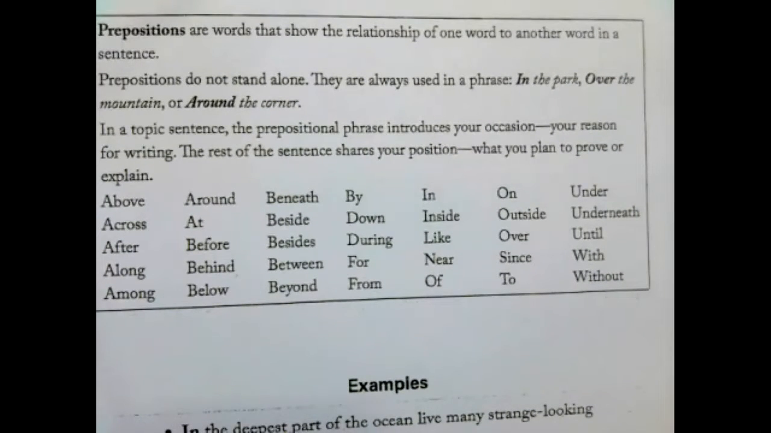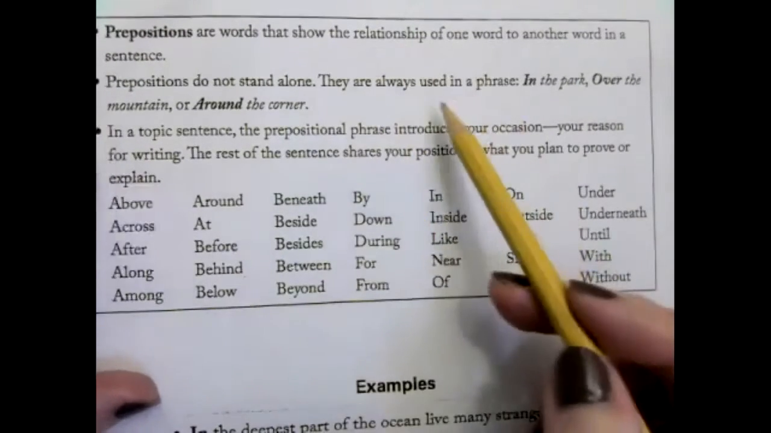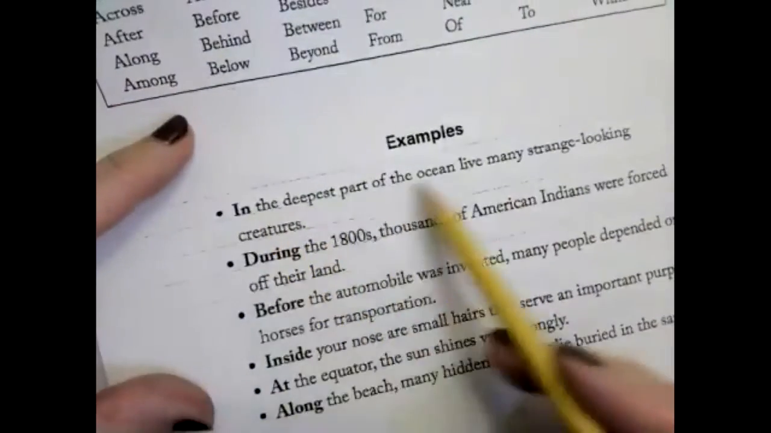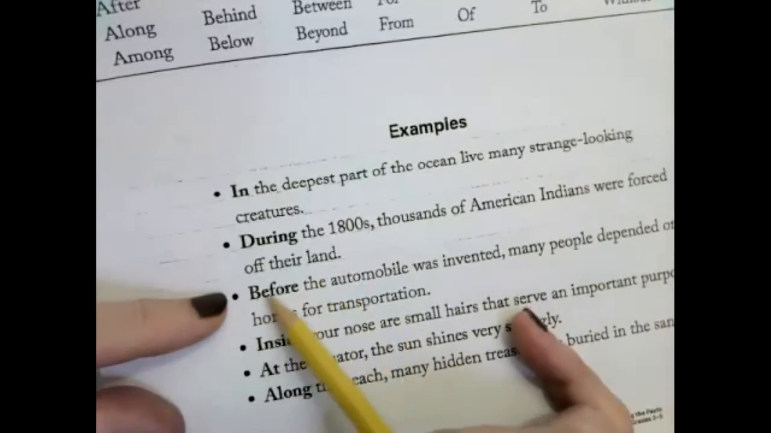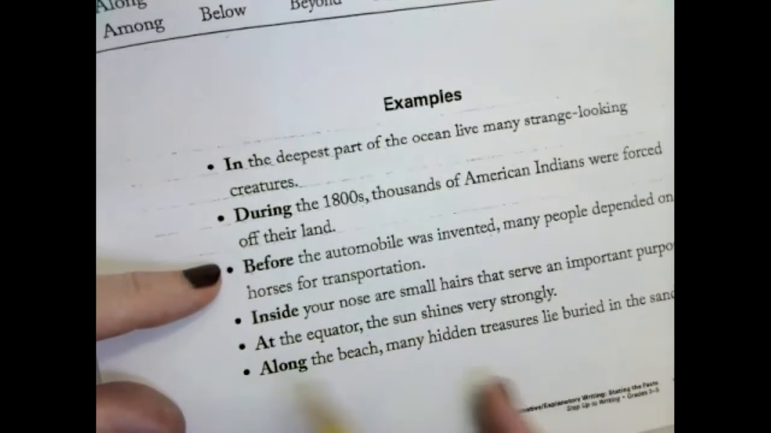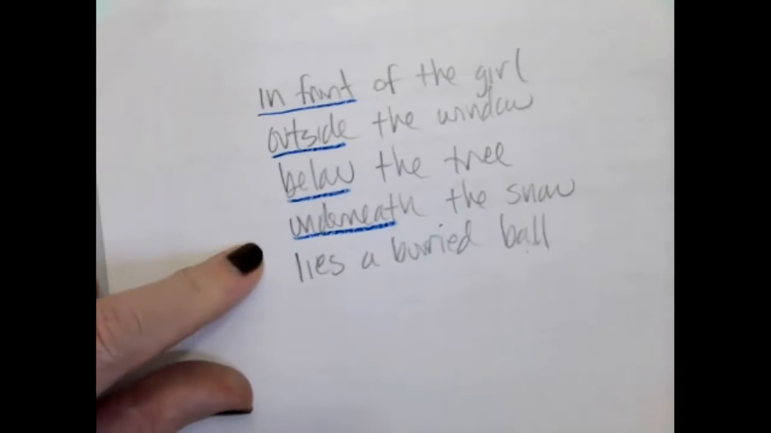All right. Now, the reason that that's important is that a prepositional phrase is what is going to begin the prepositional topic sentence. So if you look at these examples, you can see what I'm talking about. We've got in the deepest part of the ocean. That's a prepositional phrase. During the 1800s, before the automobile was invented, inside your nose, at the equator, along the beach. So every one of these starts with a prepositional phrase, which is why doing a prepositional poem lesson would be really fun and creative and help them get that.